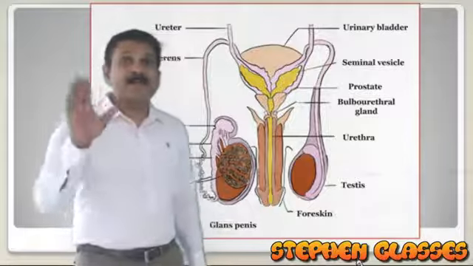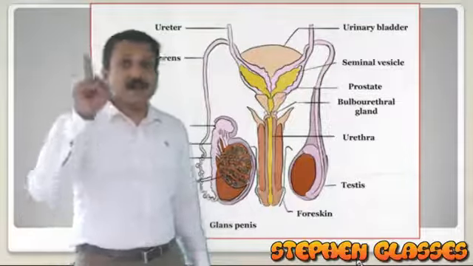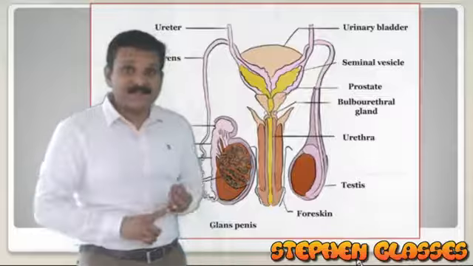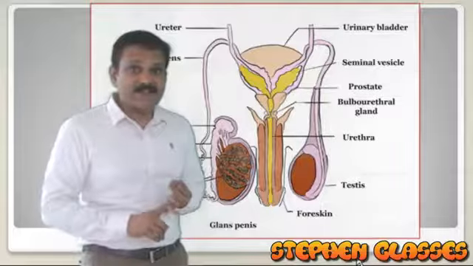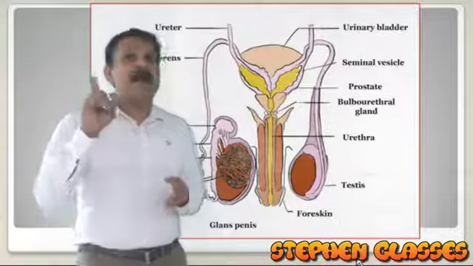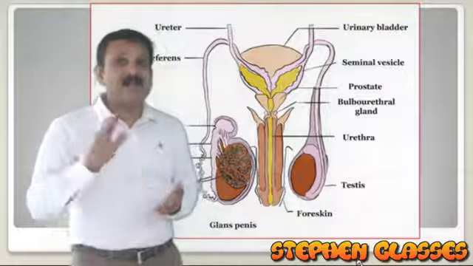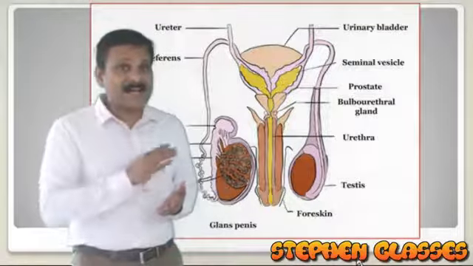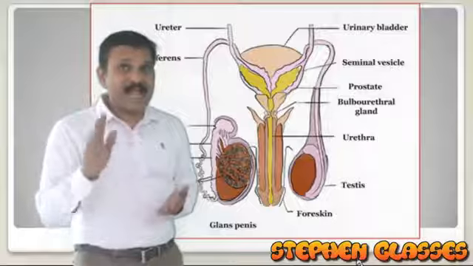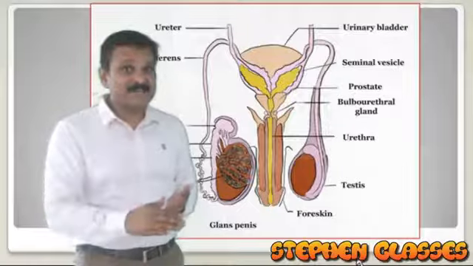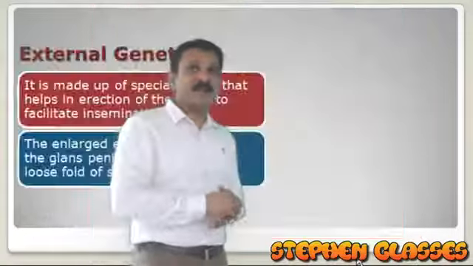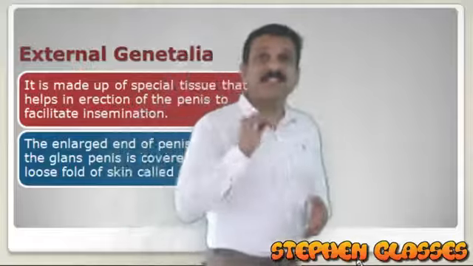Okay, so this is about the duct system. Remember, our duct system has rete testis, vasa efferentia, epididymis, and vas deferens. You got it? They are the parts of the male accessory ducts. So we move on to our next topic, the external genitalia.